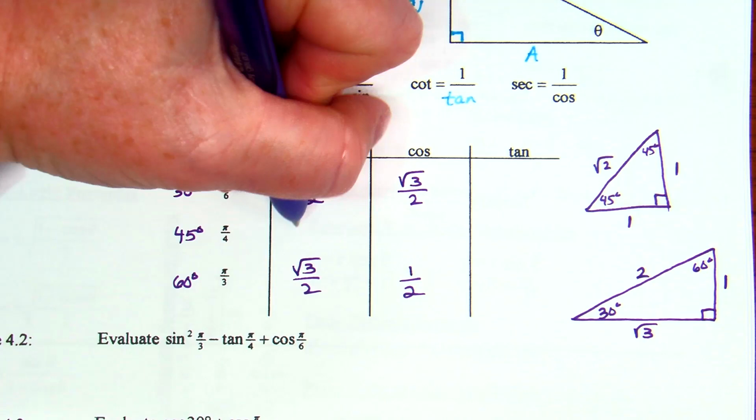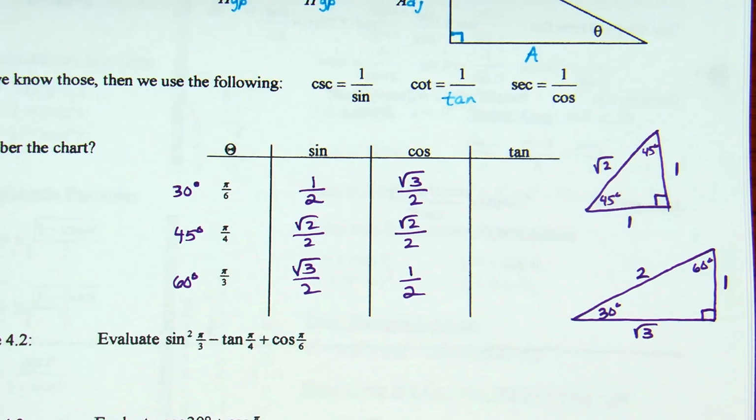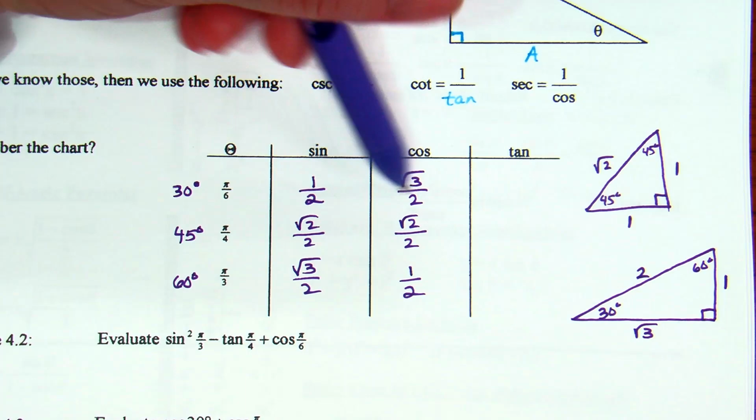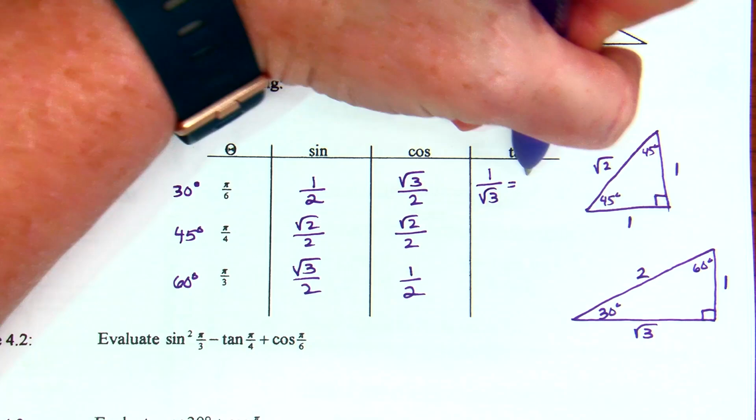So, in the first row, if tangent is sine over cosine, your denominators of 2 will cancel. You remember me talking about this the other day? It's 1 over square root of 3, but that rationalizes to be square root of 3 over 3. In the 45s, you're dividing something by itself, so tangent is 1. And the tangent of 60, well, it's the reciprocal of the tangent of 30. So that was 1 over square root of 3. This is square root of 3. Square root of 3 over 1, which is square root of 3.